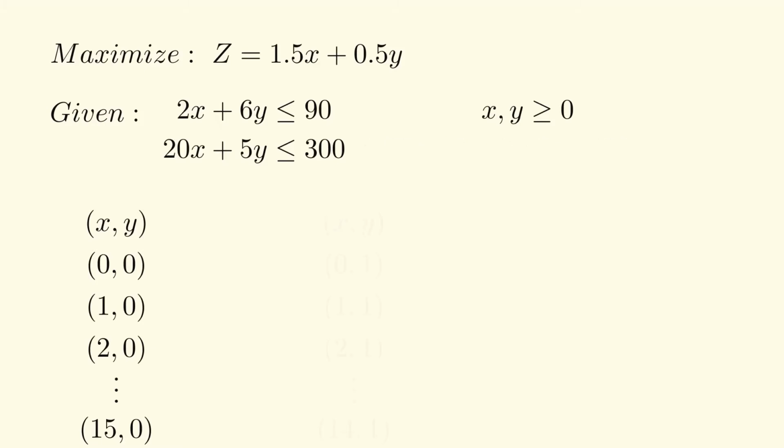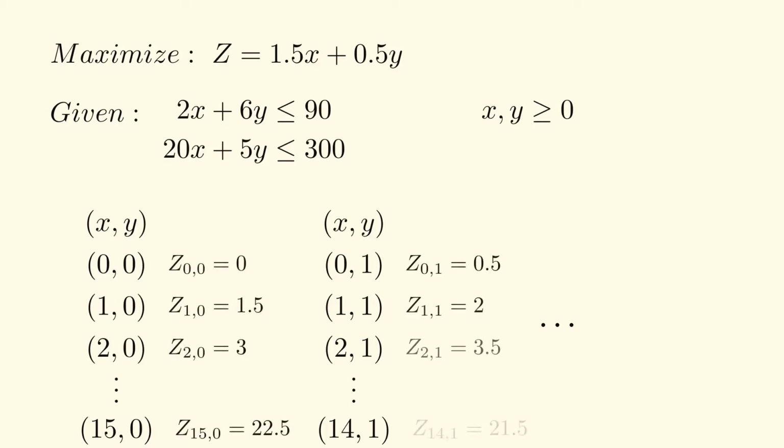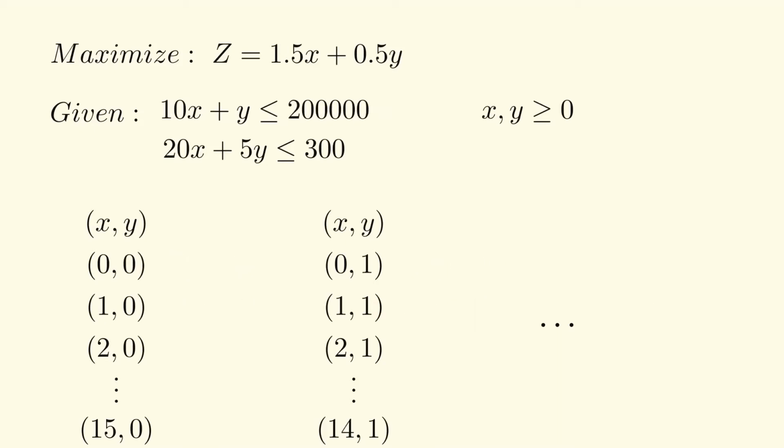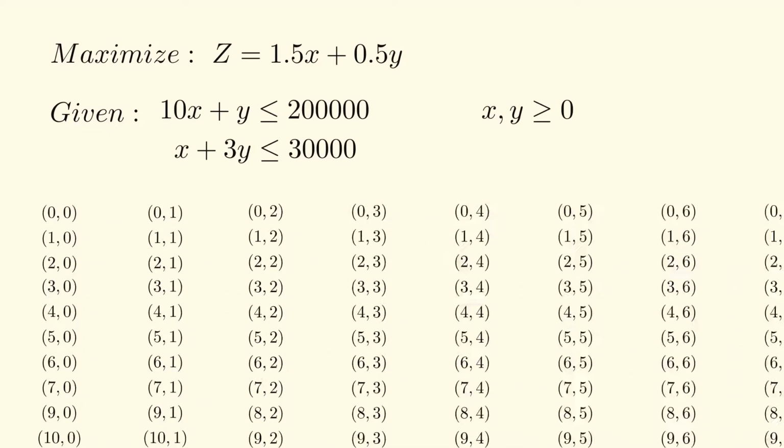Similarly, we list values of 0, 1, 1, 1 and so on, and we generate an exhaustive list of points to check. These are called feasible solutions, by the way, and all we need to do after that is evaluate the objective function at all these points, and the one that gives us the best value is our solution. But it's easy to see how this is not scalable. If we had a problem where the constraints were, say, 10x plus y is less than or equal to 200,000 and x plus 3y is less than or equal to 30,000, the number of feasible solutions will be huge.